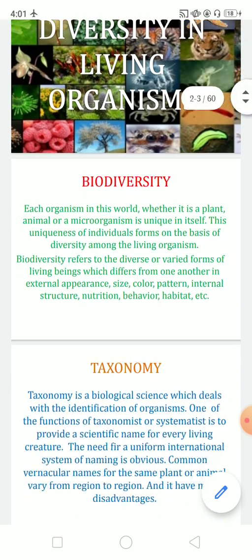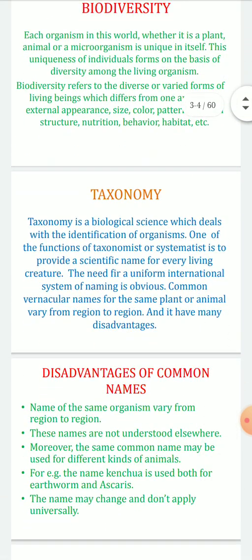Now, what is taxonomy? Taxonomy is a biological science which deals with the identification of organisms. One of the functions of a taxonomist or systematist is to provide a scientific name for every living creature. So in taxonomy we study how we identify different organisms, and a taxonomist is the one who gives a name to every individual living creature.